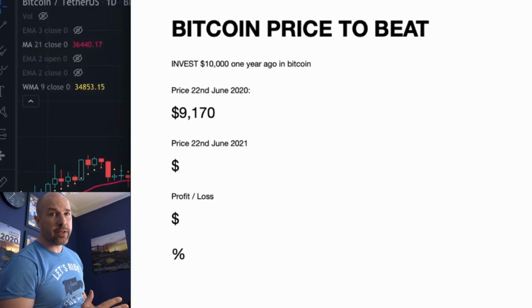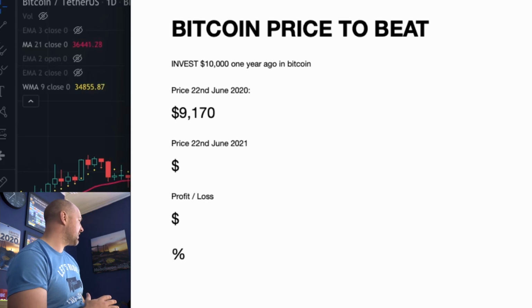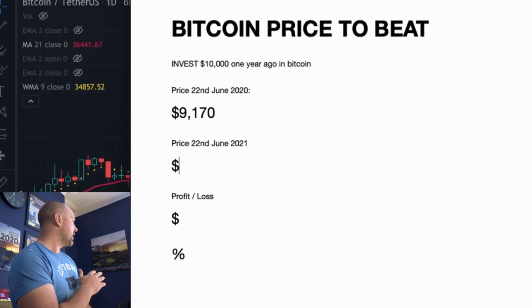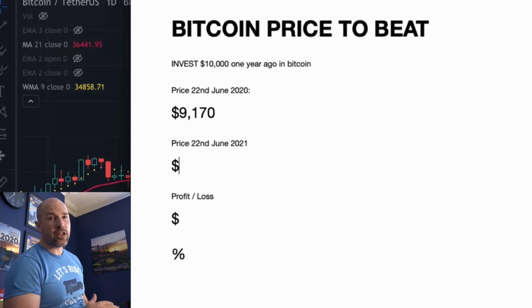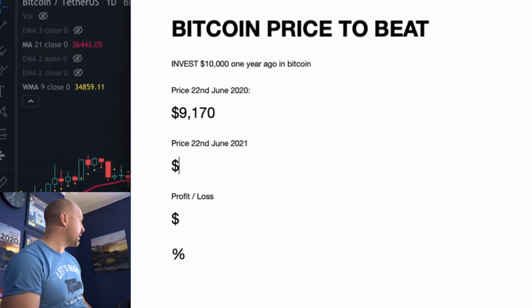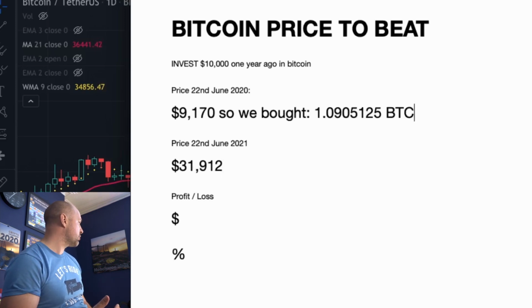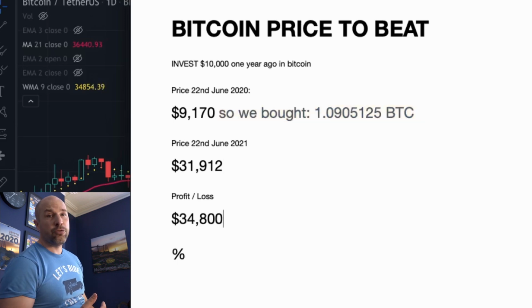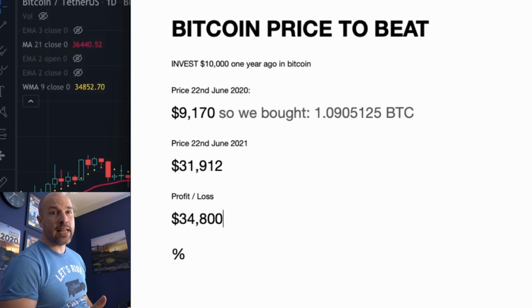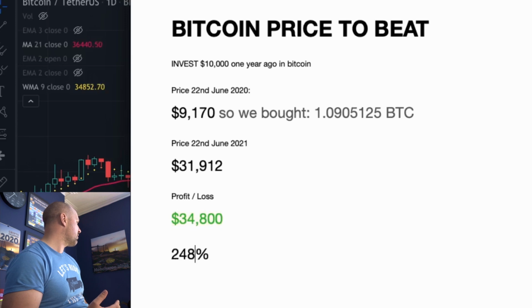If we had bought Bitcoin, say $10,000 worth of Bitcoin at this point last year, we'd have been looking at $9,170 for a Bitcoin. Right now that's actually about 31,000, which would mean that we'd have bought just over one Bitcoin, and at today's price we're looking at 34 grand is what we would have if we had just bought that Bitcoin and held on to it.